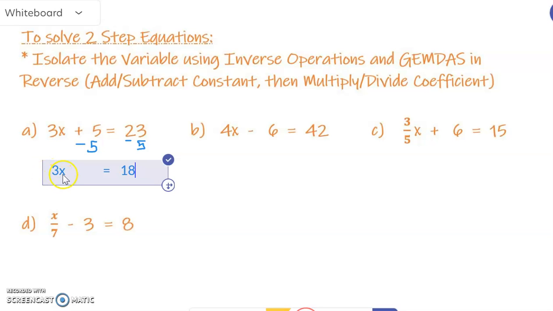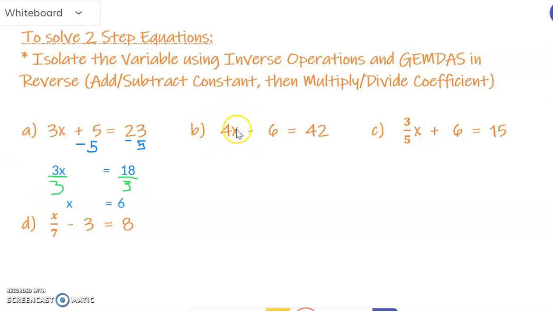And then we have to look at our coefficient and variable, and in this case we have 3x. So the 3 is multiplying the x, so we have to divide by 3 to get x by itself. We're isolating that variable, so whatever you do to the left, you got to do to the right. So we end up with 3x divided by 3 is 1x, and then equals 6. So we've got our answer right here.